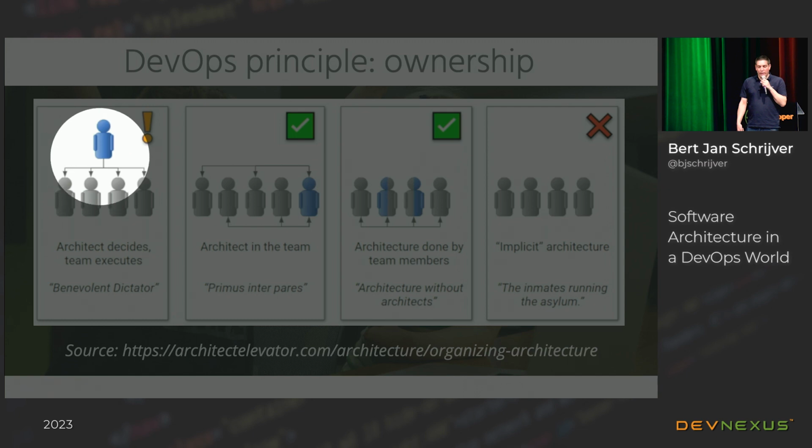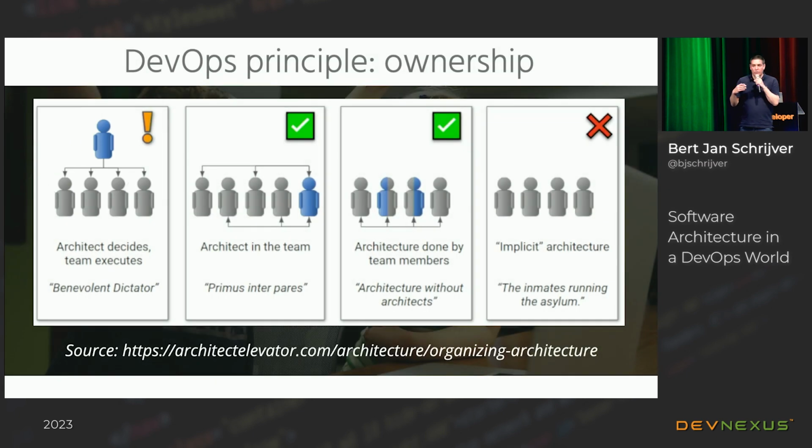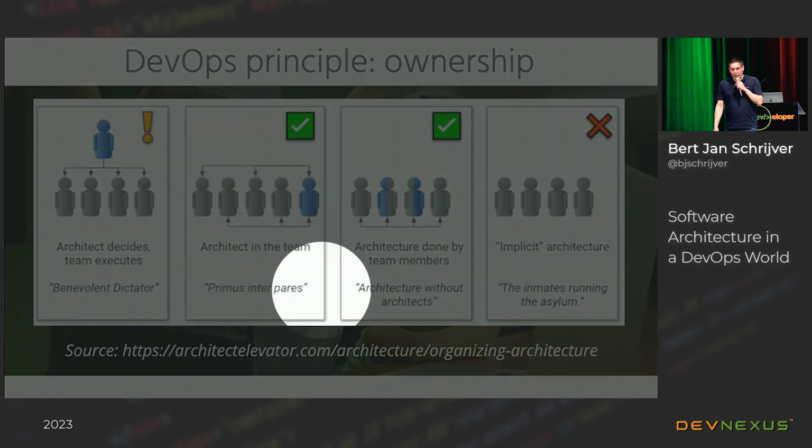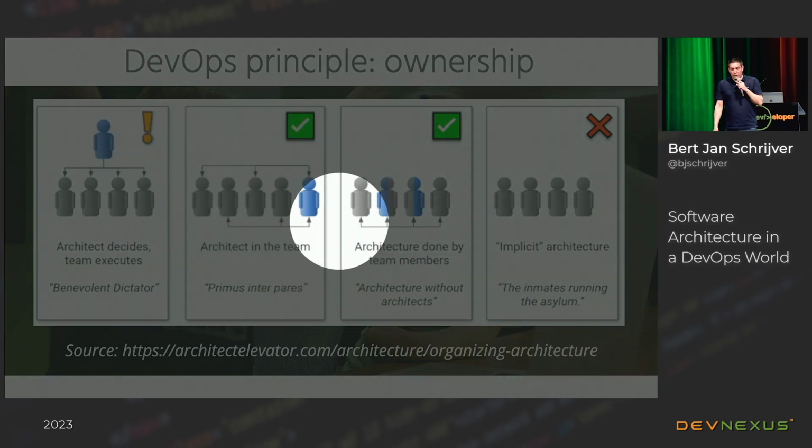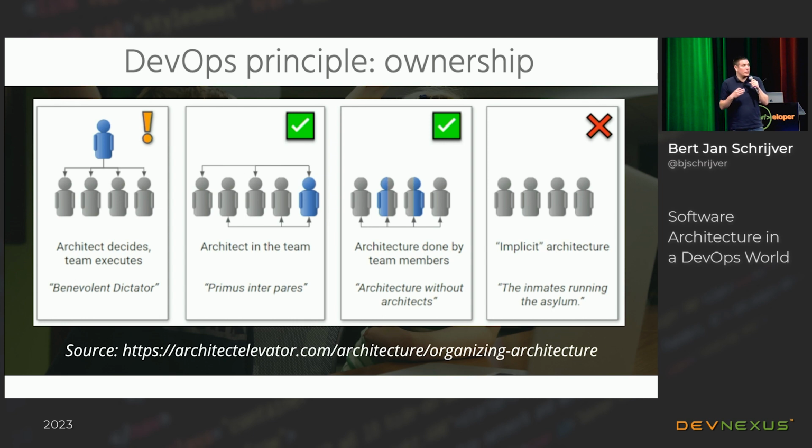Yes, it's only going down, right? The arrow should be going up back again. We should have a proper feedback loop there. So the second one is fine. The architect is in the team, and there are arrows going back and forth. There's active communication and active discussion about architecture topics.